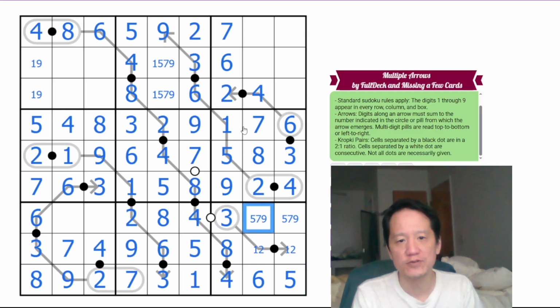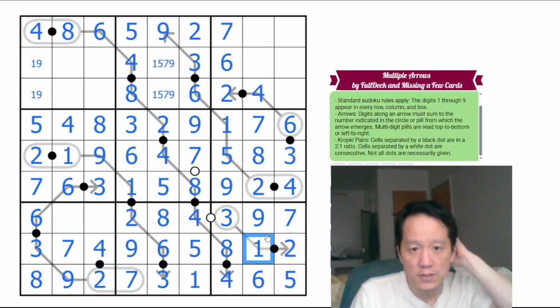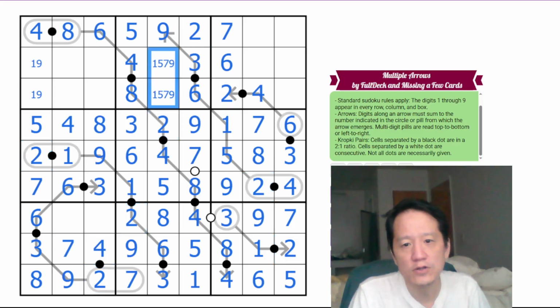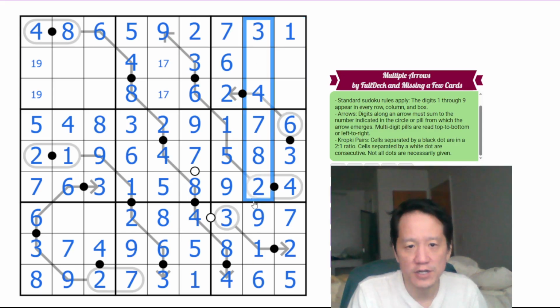This can't be 5 or 7, so this is 9. This can't be 5 or 9, so that's 7. This 2 means this can't be 2, so this is 1 and 2. This can no longer be 5 or 9 here. The remaining digits in row 1 are 1 and 3. This can't be 1 because of that 1, so this must be a 3. This is a 1. The remaining digit in column 8 is a 5, so this is 5.